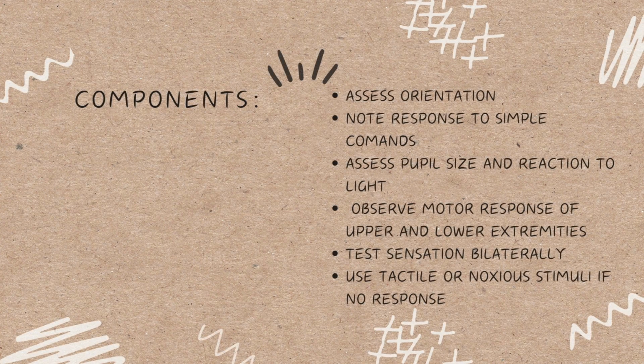These are the components when doing the neuro portion of a head-to-toe assessment. You want to assess orientation, note the patient's response to simple commands, assess pupil size and the reaction to light, observe motor response of upper and lower extremities, test sensation bilaterally, and then use tactile or noxious stimuli if you have no response from your patient.